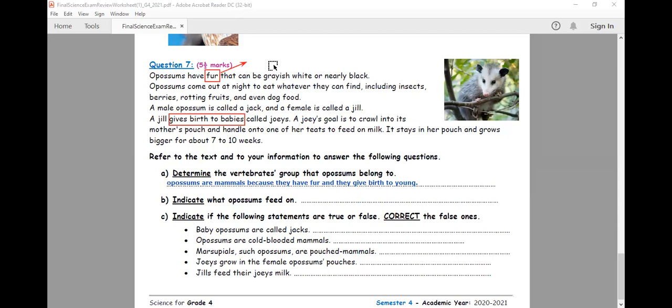What do opossums feed on? Insects, berries, rotting fruits, and dog food. That's right. Opossums come out at night to eat whatever they can find, like insects, berries, rotting fruits, and even dog food.